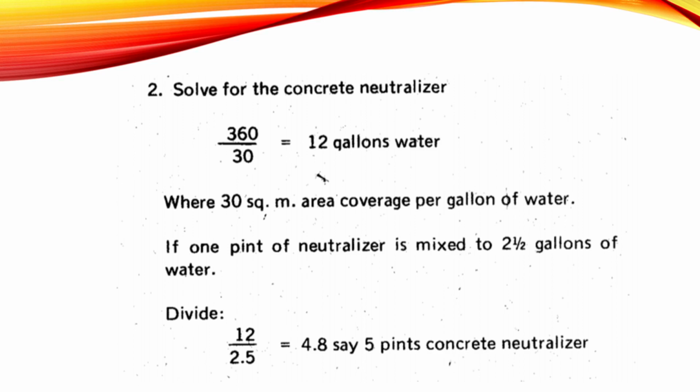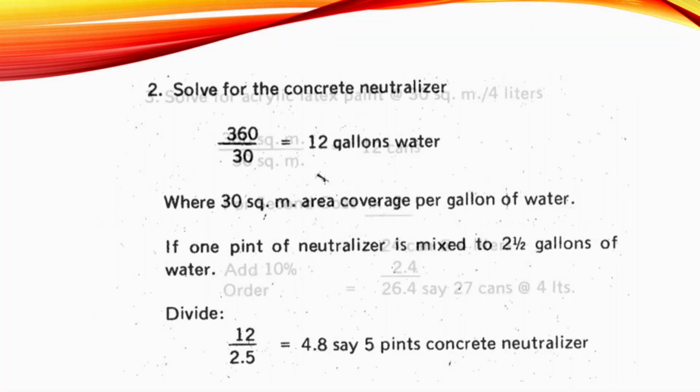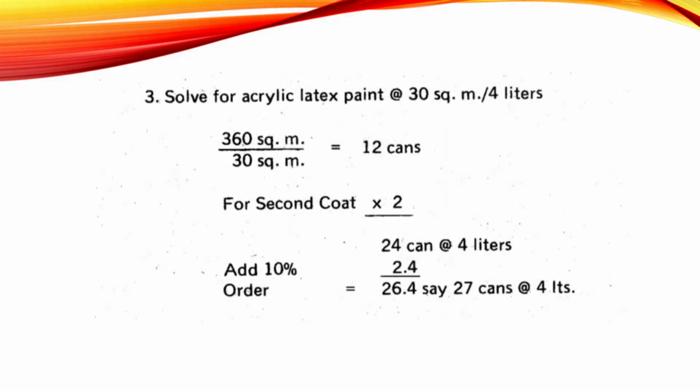So let's say 5 quarts of concrete neutralizer, or 5 pints of concrete neutralizer. Now we will solve for the concrete primer. You can refer to Section 10-6 under Masonry water-based paint using acrylic concrete sealer as primer, wherein the area coverage per gallon is from 30 square meter to 40 square meter.